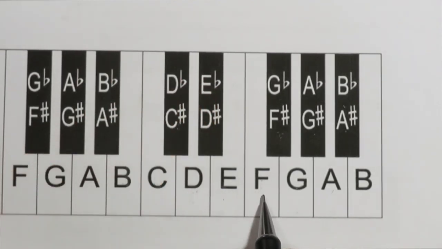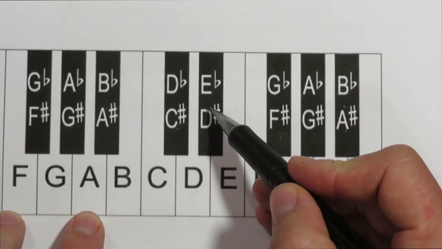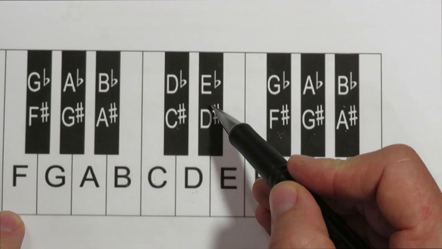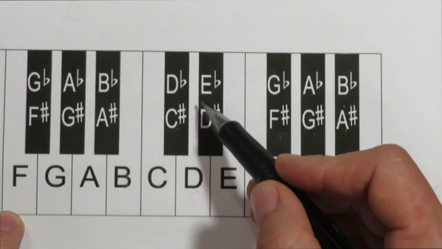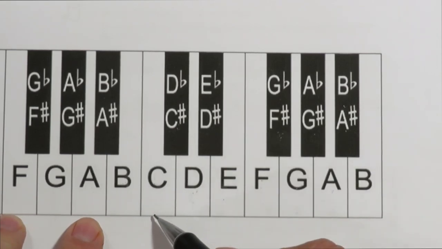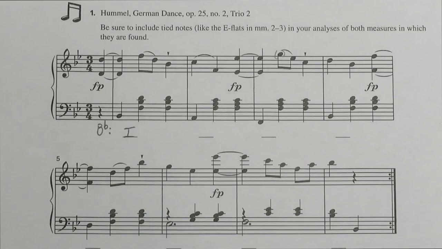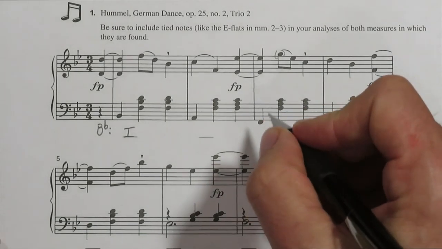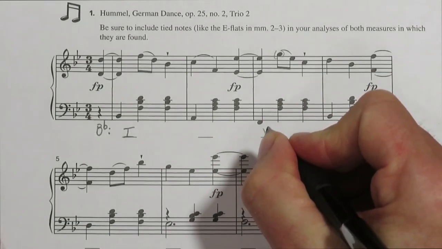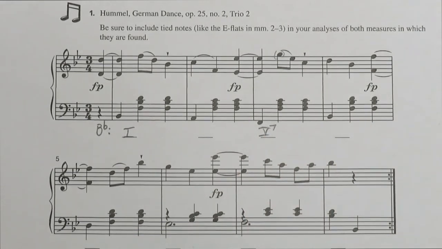1, 2, 3, 4, 5. And a 5 chord is a major minor seventh. So we'll have a major triad, F, A, C, and the E flat on top. There's your minor seventh. The interval, F to E flat, is a minor seventh. The chord is a major minor seventh, otherwise known as a dominant seventh. So you just put 5-7, and there we go.